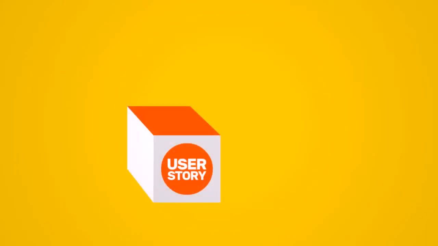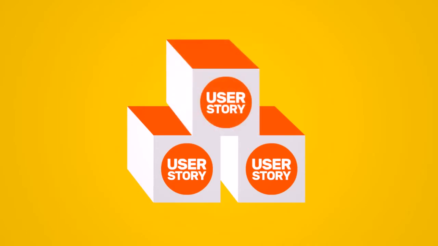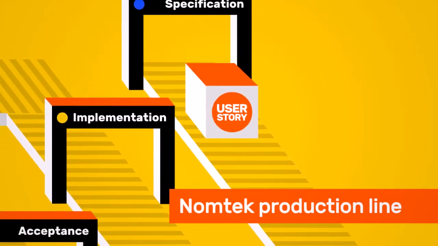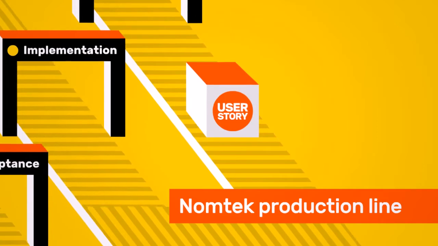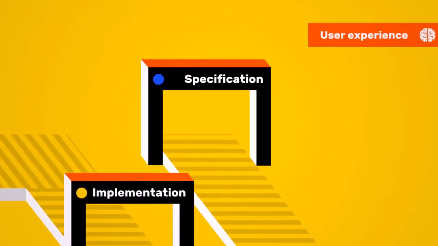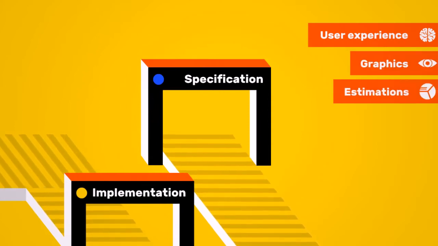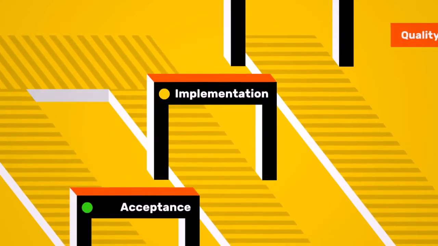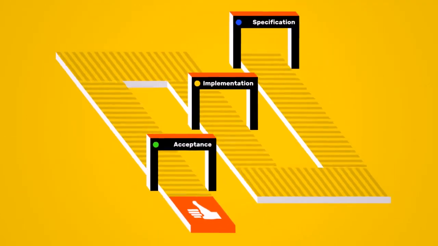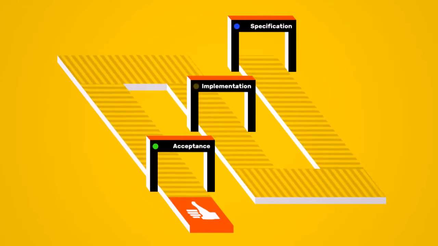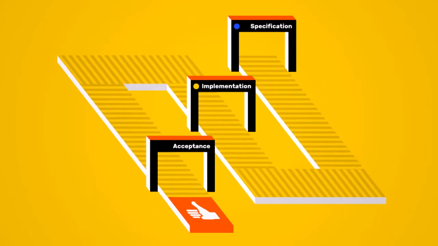In the mobile software industry in particular, there are many types of elements that have to be delivered for each user story. We use a metaphor of a production line through which the user stories have to proceed in order to be delivered. The major stages are specification, which includes user experience, graphics, estimations, and so on; implementation, which includes quality assurance; and acceptance. Each stage is represented by one color. Specification is blue, implementation is yellow, and acceptance is green.